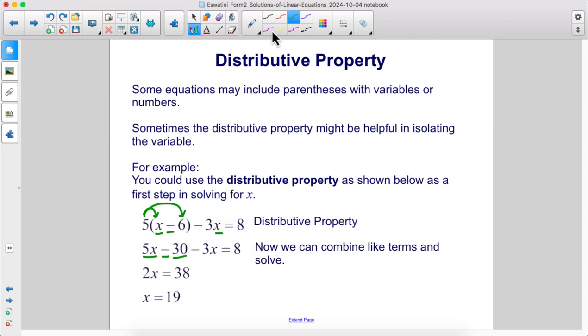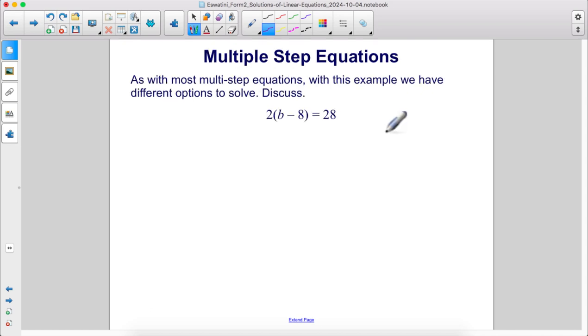Now we can combine the like terms. 5x minus 3x gives us 2x. Add 30 to both sides. We get 38, and then divide both sides by 2 to get x equals 19. As with most multi-step equations, with this example, we have different options to solve.